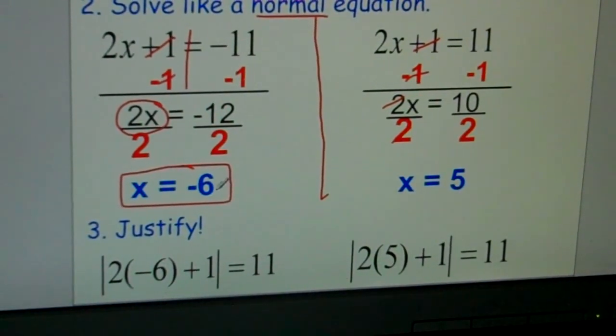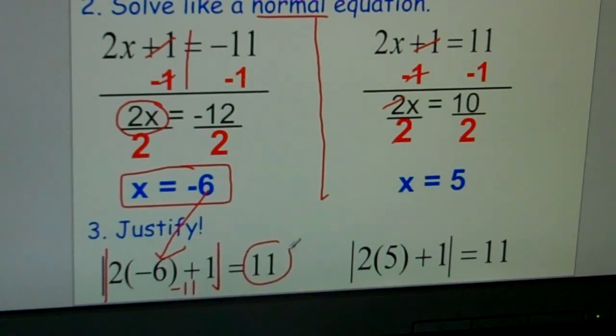Okay. I've plugged in x for negative 6. 2 times negative 6 is negative 12. Negative 12 plus 1 is negative 11. But it's in the absolute value bars. What's the absolute value of negative 11? It's 11. Do the same thing over here. Plug in 5 for x. 2 times 5 is 10. 10 plus 1 is 11. What is the absolute value of 11? It's 11. It works.